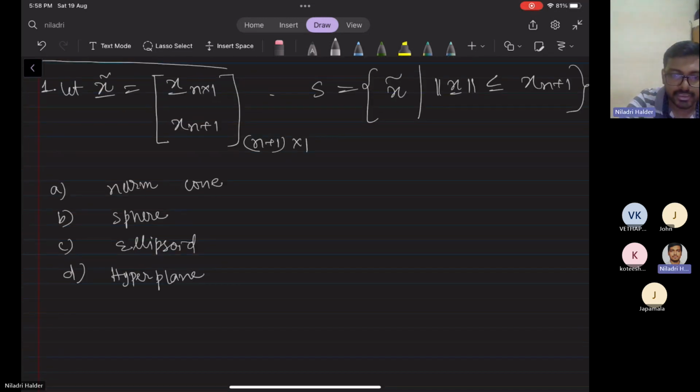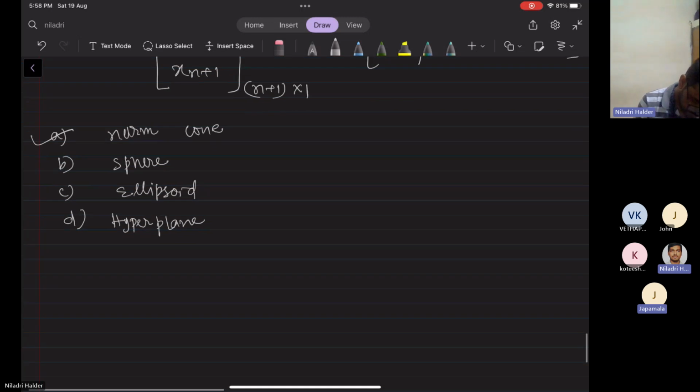Okay, so the question is very simple. It's a straightforward MCQ question. So it should be a norm cone.